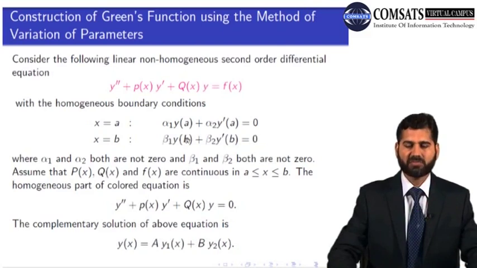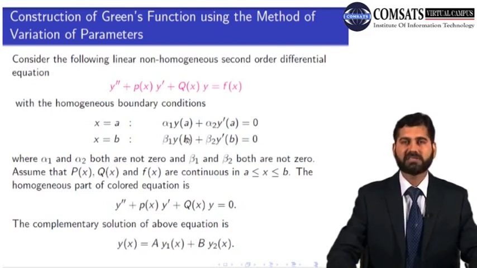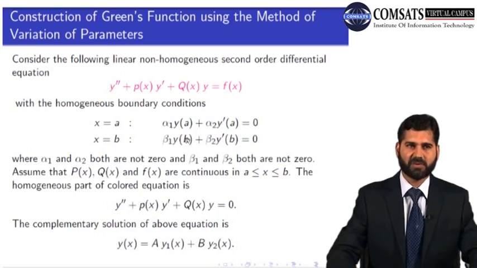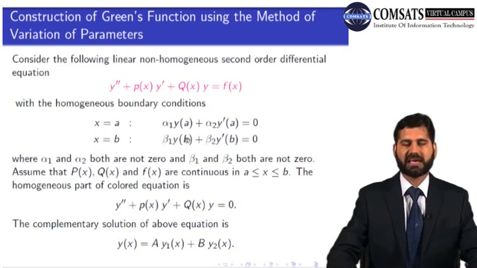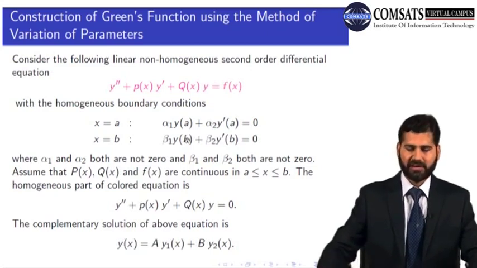Consider the following linear non-homogeneous second order differential equation. Last time we considered the homogeneous second order differential equation where the right hand side was 0, but here the right hand side is f of x, with the homogeneous boundary conditions. So still we are taking the homogeneous boundary conditions at a and at b, where of course alpha 1 and alpha 2 simultaneously cannot be equal to 0, and beta 1 and beta 2 simultaneously cannot be equal to 0.